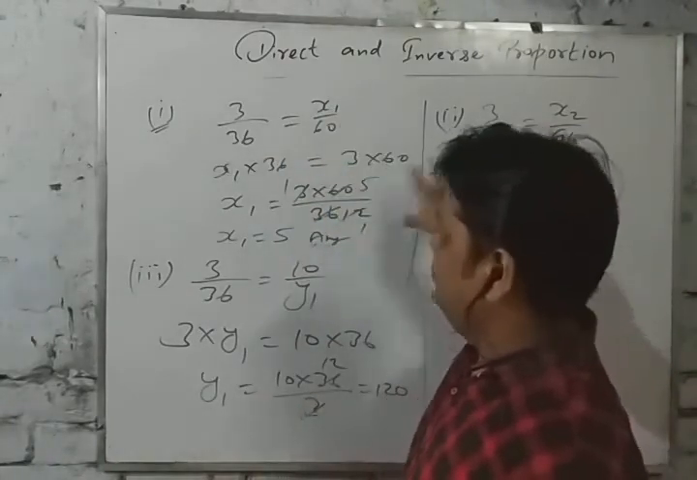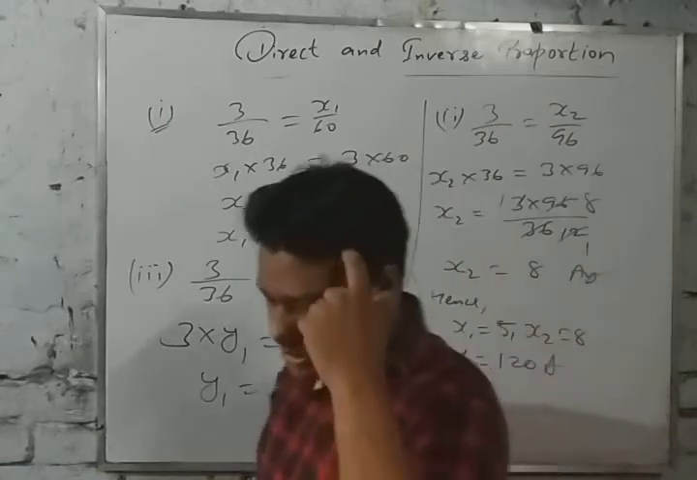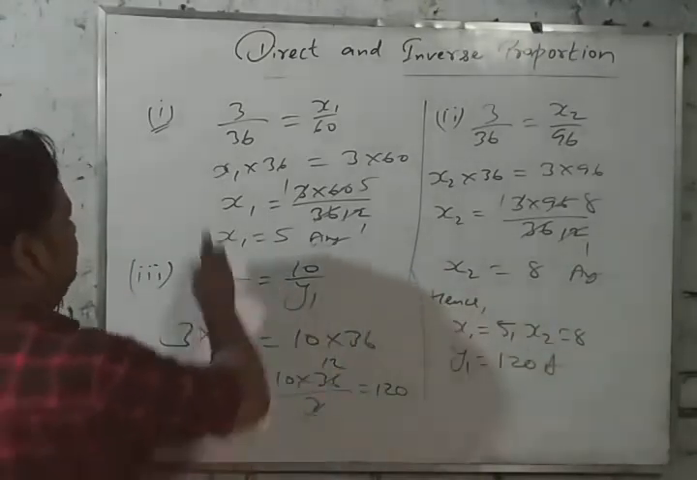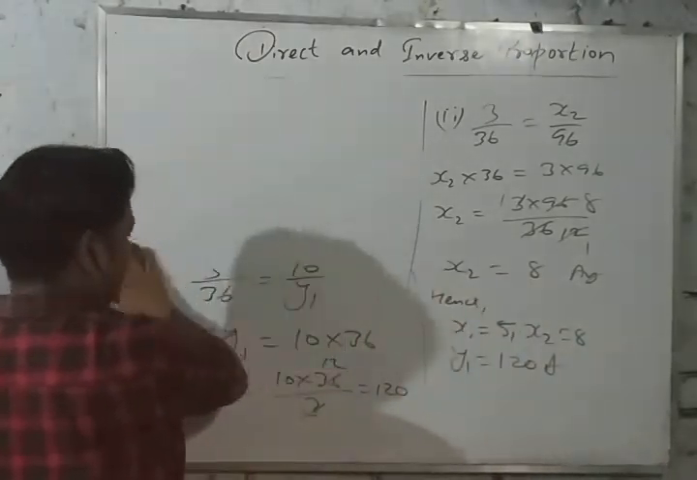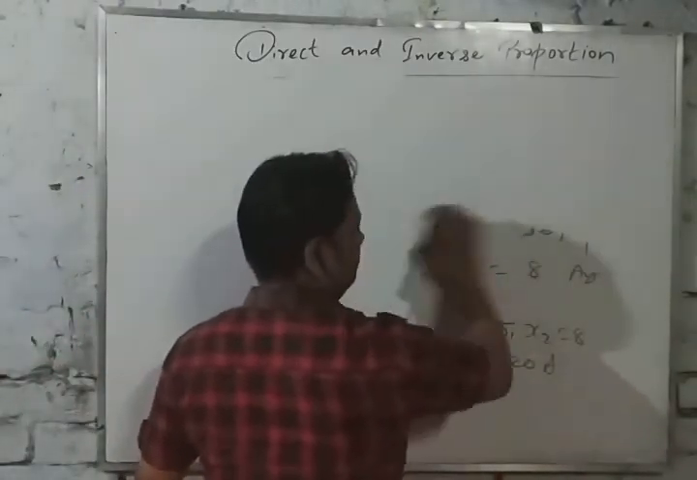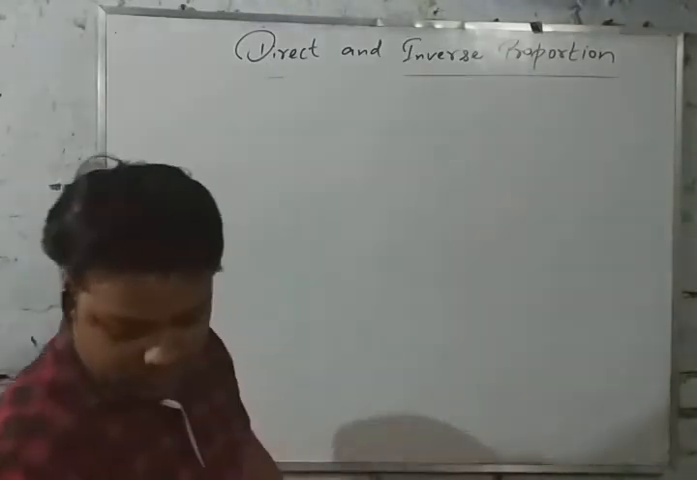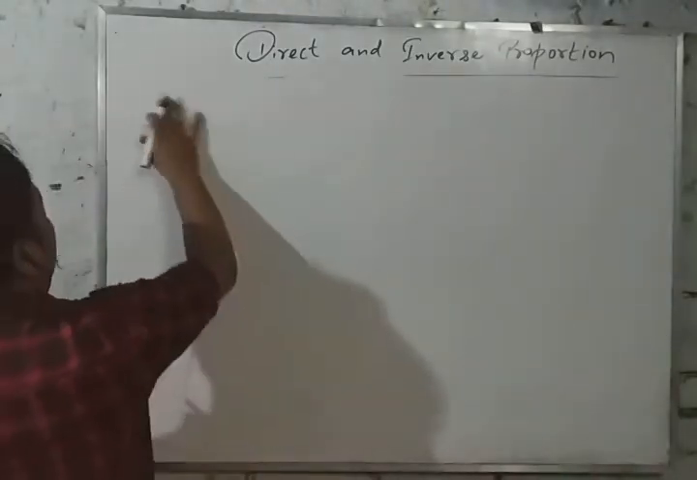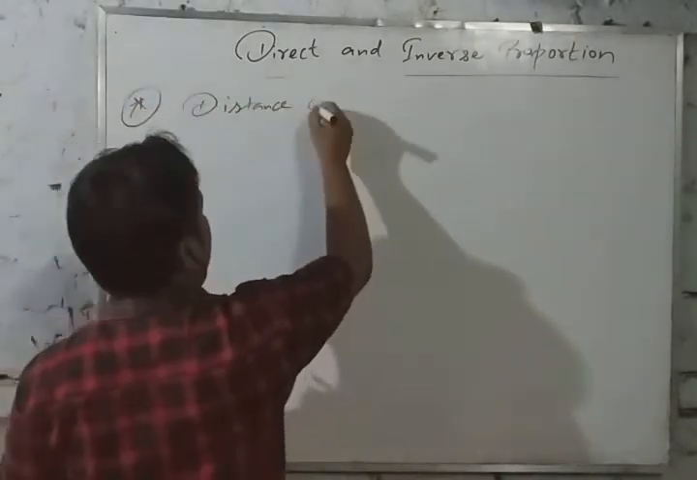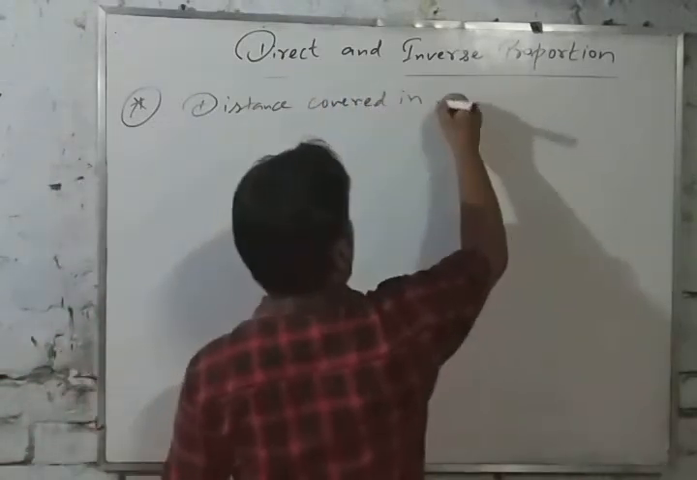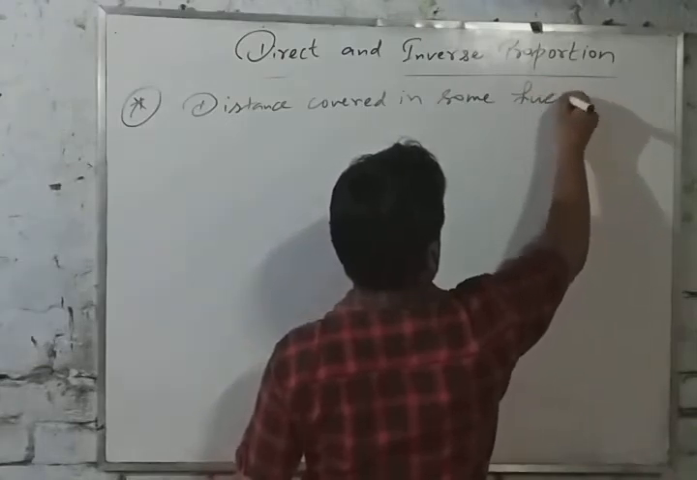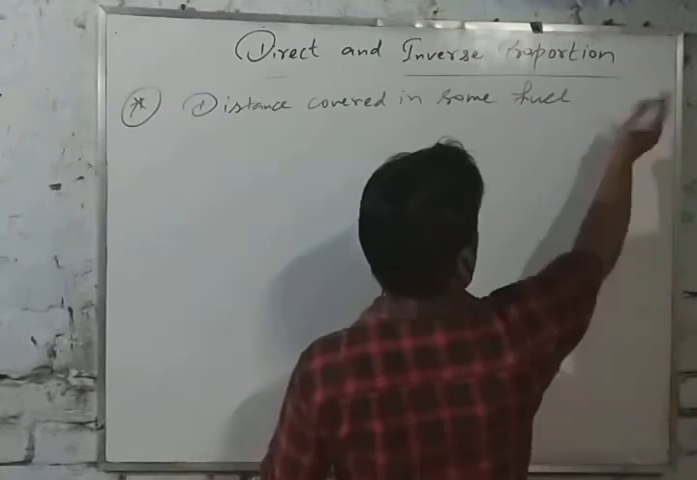In fractions we will go like this. Now let's see another topic. The other topic is if the distance covered by a vehicle, distance, speed, time is given. Distance covered in some fuel is given.